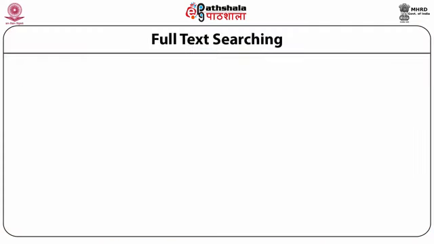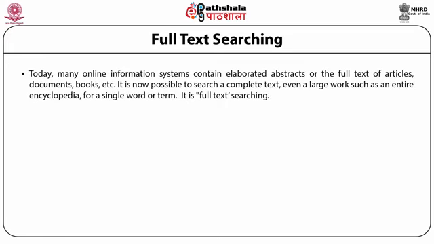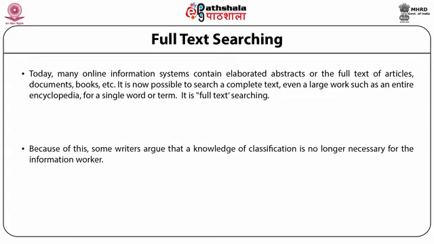Full text searching. Today, many online information systems contain elaborated abstracts or the full text of articles, documents, books, or full abstracts. It's now possible to search a complete text, even a large work such as the entire encyclopedia, for a single word or term. It is full text searching made possible by the powerful computer. Because of this, some writers argue that a knowledge of classification is no longer necessary for the information worker because keyword searching does serve the purpose.